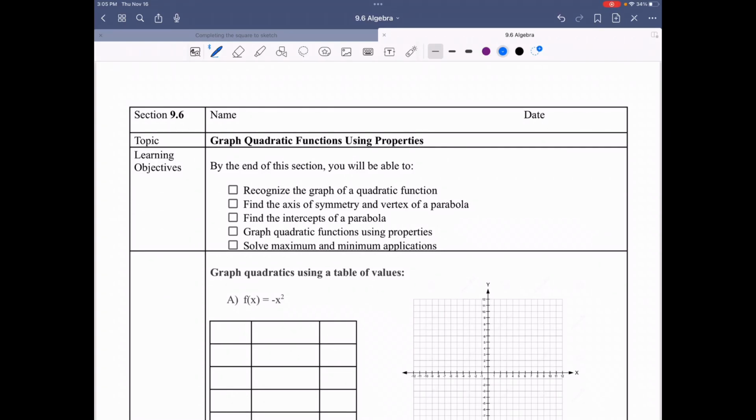Welcome to another episode of Math with Mrs. Wilson. This is section 9.6, Graph Quadratic Functions Using Properties.